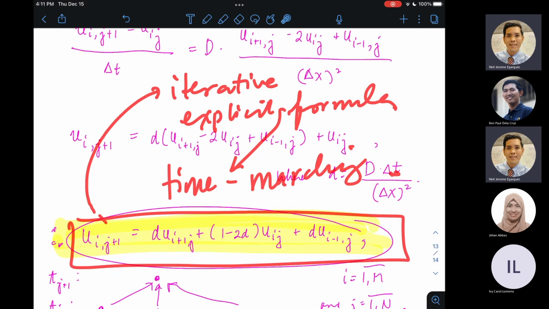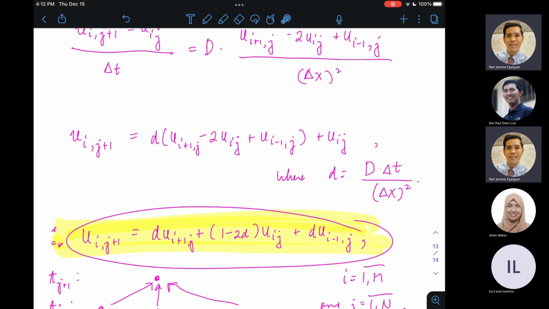Actually, I can add more adjectives. It's an iterative, explicit, one-step time marching formula. Actually, there's more to add, sorry. Iterative, explicit, one-step forward time marching formula. It's explicit because the temperature value at the ith discretization point in space at the j plus first moment in time is given explicitly in terms of temperature values at the previous time step. So it's really explicit in terms of time.